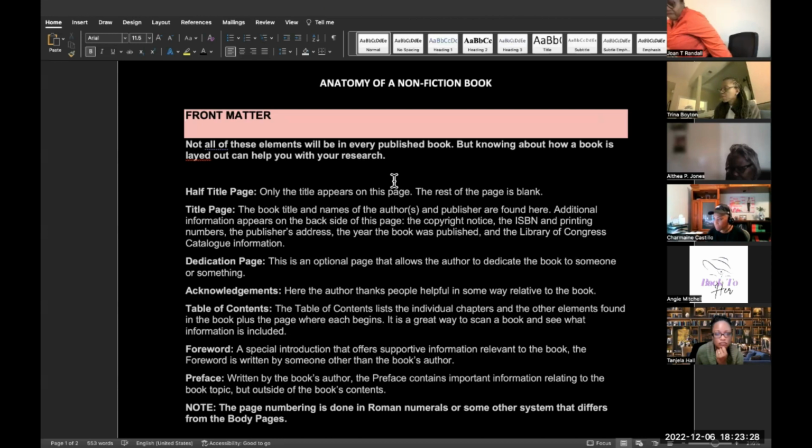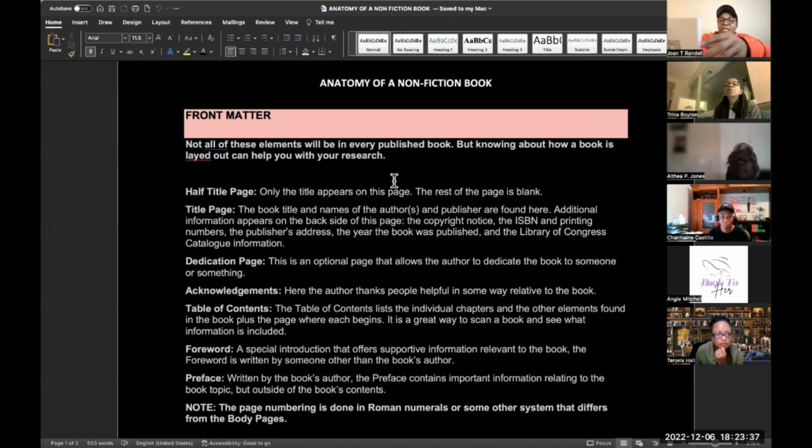So I have 2 of my other books. So this is my memoir. You notice on the very first, oh my God, I'm trying to let you see it. Hang on, let me spotlight myself. Okay. So on the very first page, it just says Bags in the Attic. So that is what is called a half title page, because only the title appears on this page and the rest of the page is blank.